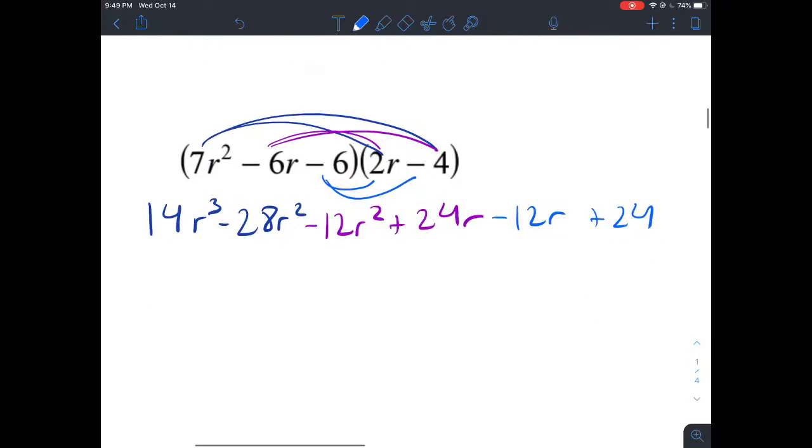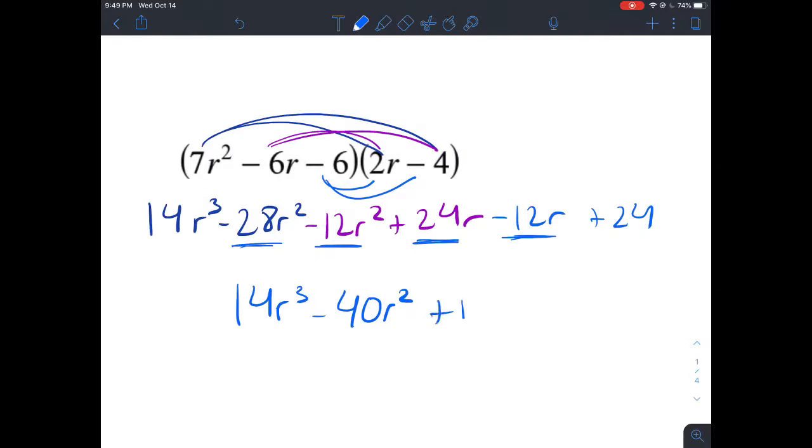All right. So now we're going to go ahead and combine like terms. We get 14r cubed. And then we're going to combine our negative 28 and our negative 12r, which is going to give us a negative 40. Or, oh my goodness. Hold on. R squared. Hold on there. Sorry, not with this guy. This negative 28r squared goes with this negative 12r squared. Sorry about that. And we get negative 40r squared. Then we're going to do our 24r and our negative 12r, which is going to give us a positive 12r. And then we got our plus 24 on the end. All right.